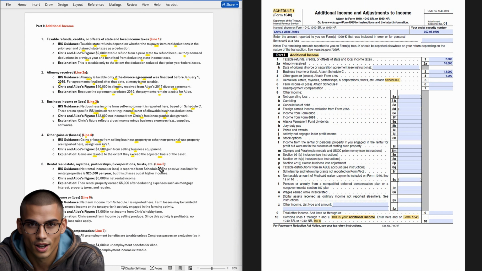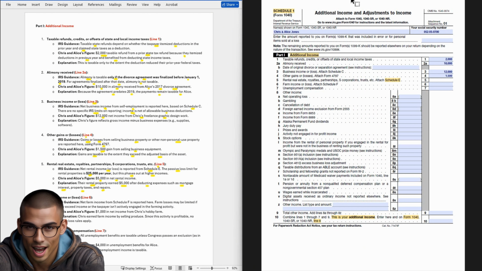So next on line 5, we have rental real estate, royalties, partnerships, S corps, and trusts. The guidance for this is that net rental income or loss is reported on Schedule E. The passive loss limit for rental properties is $25,000 a year, but this phases out at higher incomes. Chris and Alice's situation is that they had $5,000 in net rental income, and this was received from a rental property that earned $5,000 after deducting expenses such as mortgage interest, property taxes, and repairs.